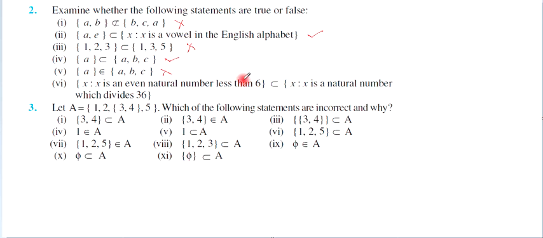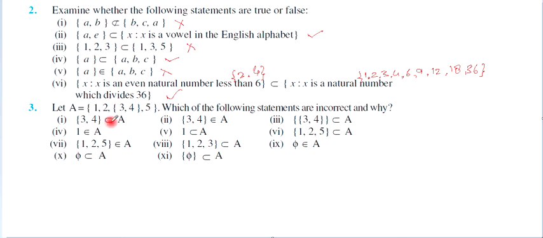The next is X is an even natural number less than 6. Even natural number less than 6. So we have these two natural numbers less than 6. So the answer is 2 and 4 less than 6. X is a natural number which divides 36. X is a natural number dividing 36 means 1, 2, 3, 4, 6. Then we have 9, 12, 18 and 36. We have all these elements in the second set. Okay? In first set we have 2 and 4. In the second set we have all these numbers. So obviously the first set is a subset of second set. This condition is true. Right?